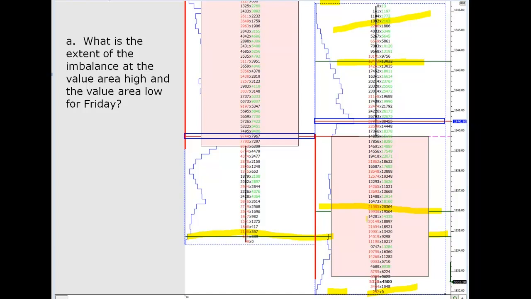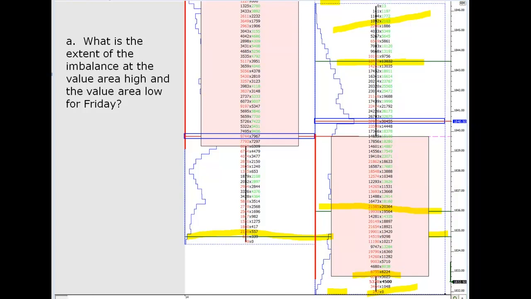So it should not come as a surprise to me that we ended up closing the 24-hour period below the value area low. I had a negative imbalance at the top at the value area high, and I continued to have a negative imbalance even at the value area low, and I end up with a close that also has a negative imbalance below my value area low. So that certainly was a very bearish day, and I have a number of different indicators or parameters that show us that.